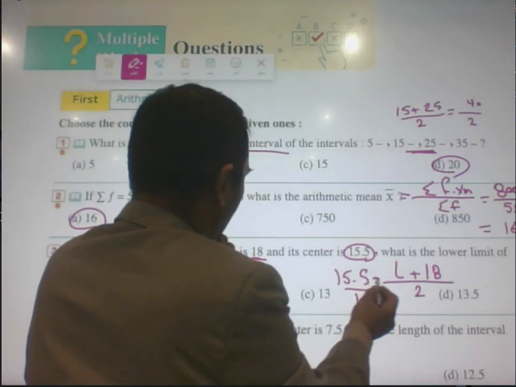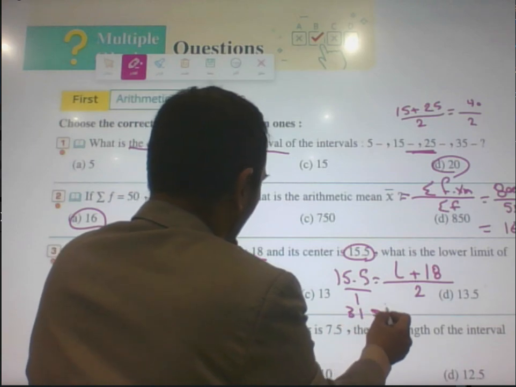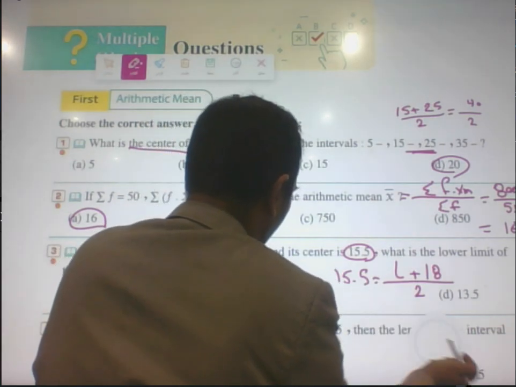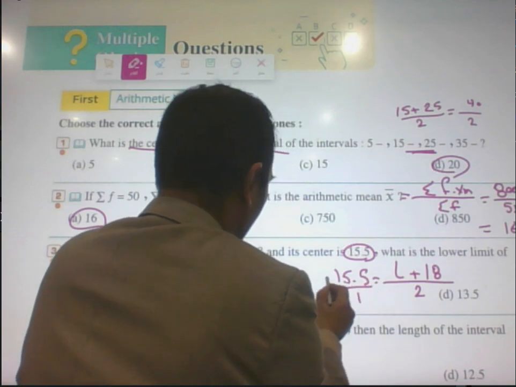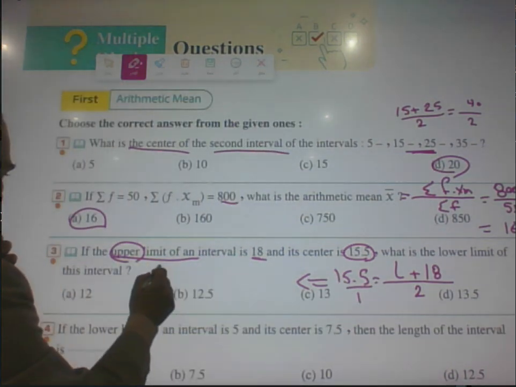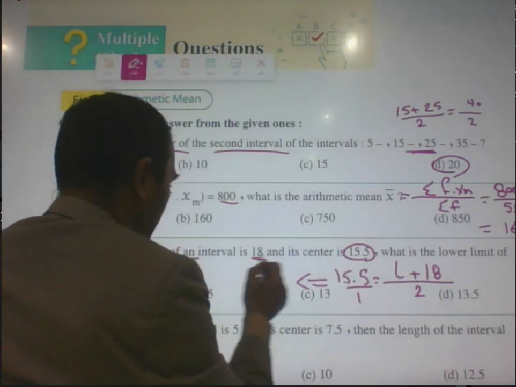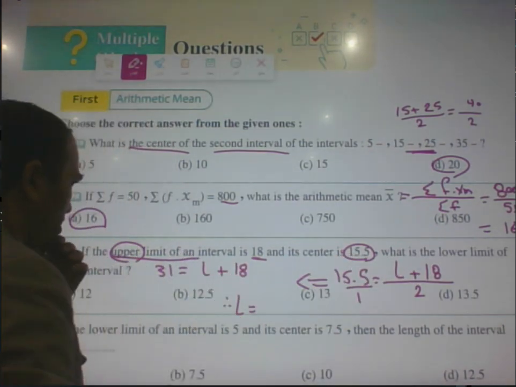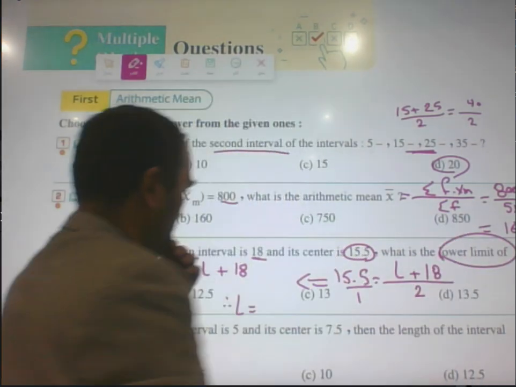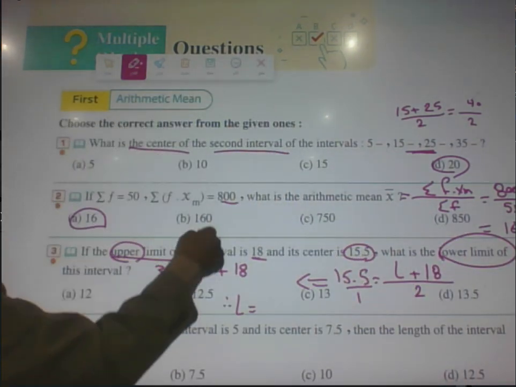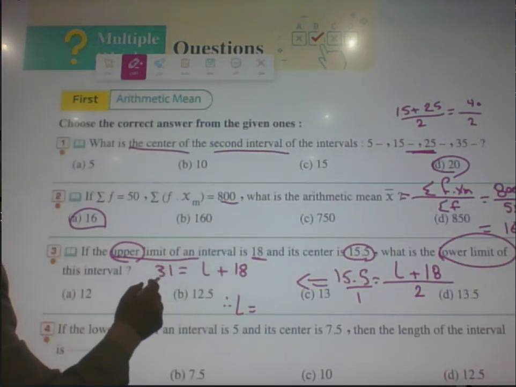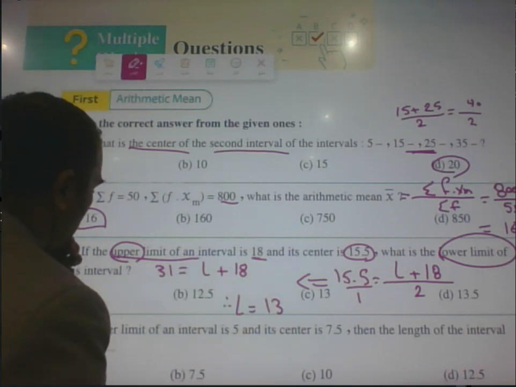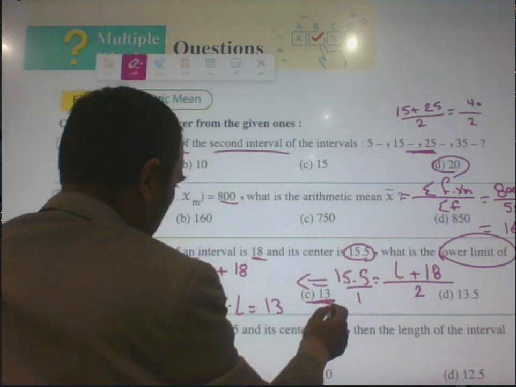Then 2 times 15.5 equals 31. 31 equals L plus 18. Okay. Again, 2 times this number. I will solve here. 2 times 15.5 equals 31, and 1 times L plus 18. We can find L here. L here refers to the lower limit. I want to find the lower limit. Then we can find the difference between 31 and 18. 11 minus 8 equals 3, and 2 minus 1 equals 1. The result will be 13. Letter C. Choose letter C.